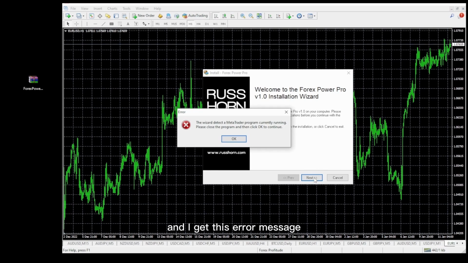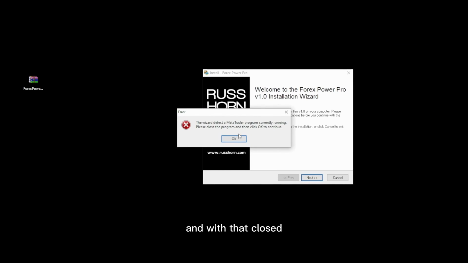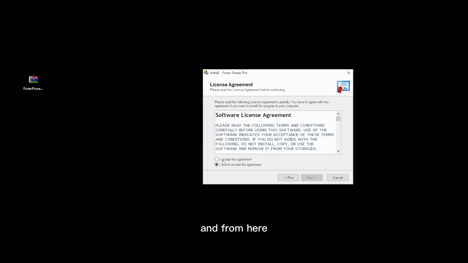And I get this error message. This is the installation wizard detecting that there is a MetaTrader program currently open. So I'm going to close this MetaTrader platform simply by clicking the X. And with that closed, I'm going to click OK. And from here, I'll accept the agreement and click next.